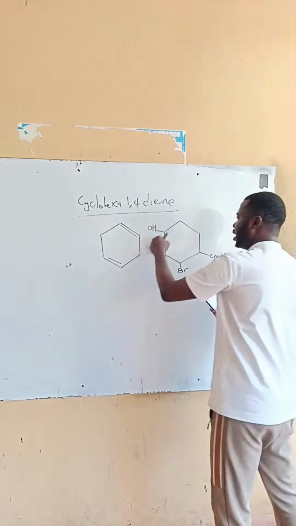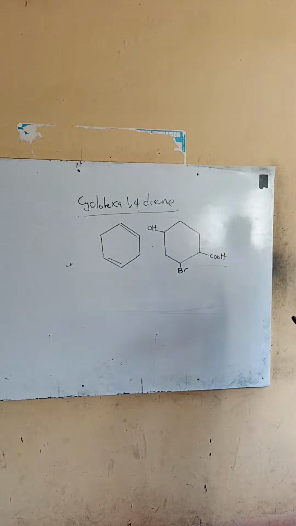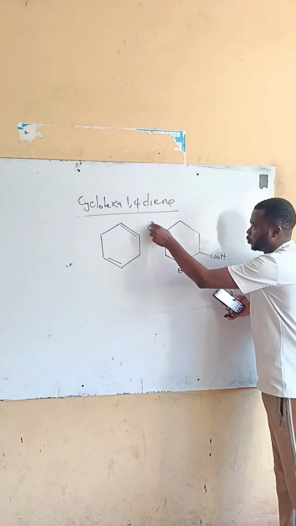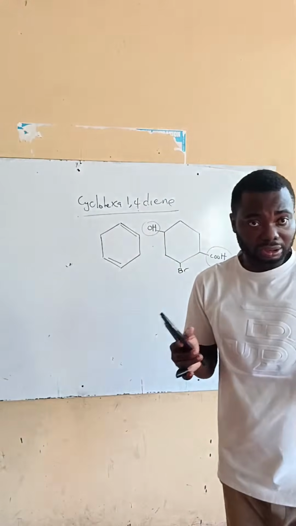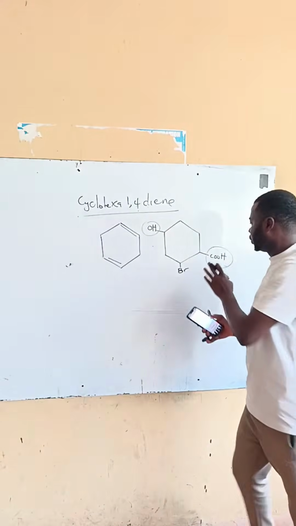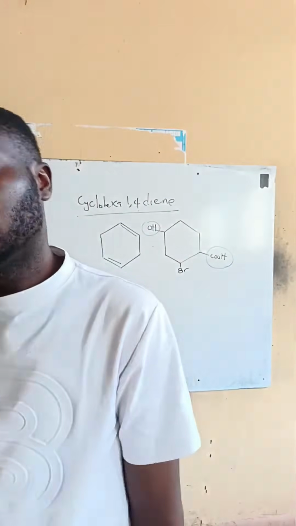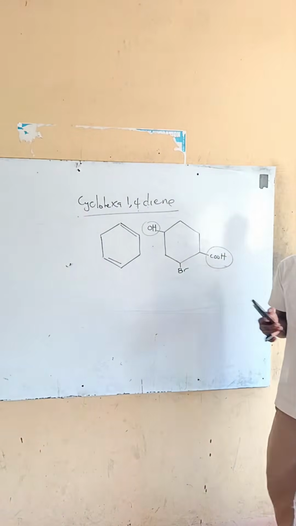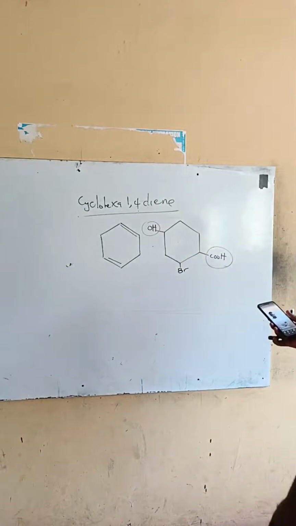OH is also another functional group, right? Then what else can you see? This is one functional group, this is one functional group, right? Br is not a functional group, it's just a substituent. Is that okay? Now the question is that between COOH and OH, which of them has more priority? COOH, right? Because COOH has more priority, then how do we name this compound? That's the question. How do we name this compound?